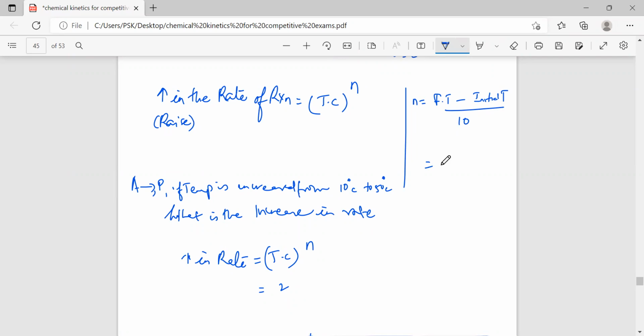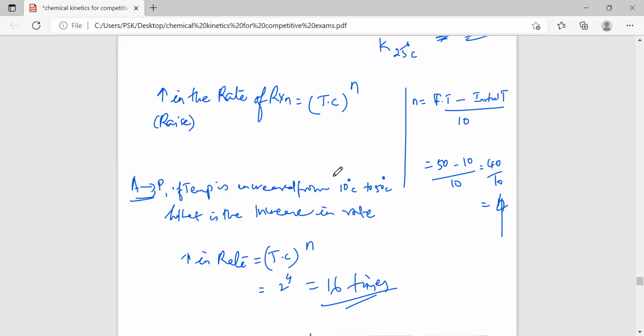n is given by the formula 50 minus 10 divided by 10. So it will be 40 divided by 10, which is 4. So it is 2 to the power 4. 2 to the power 4 is how many times? 16 times. So when you increase the temperature from 10 to 50 degrees, the speed of this reaction increases 16 times. This is important to work out problems in competitive exams based on temperature coefficient. Is it followed?